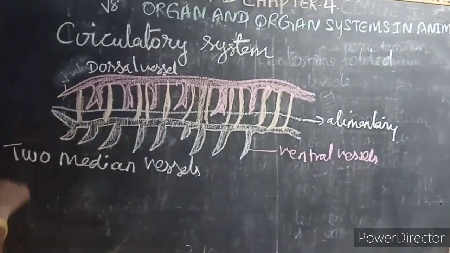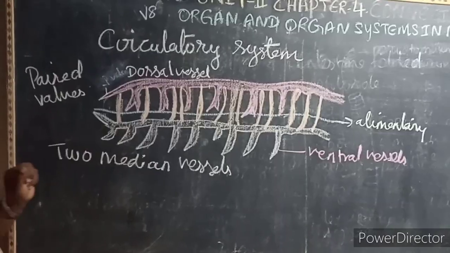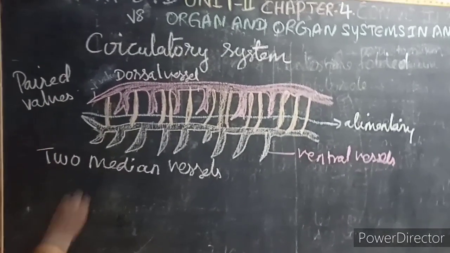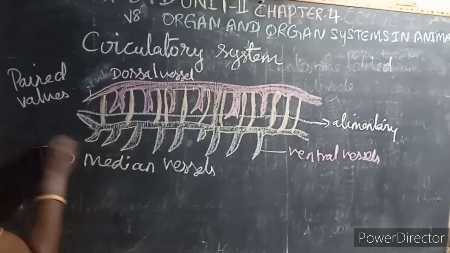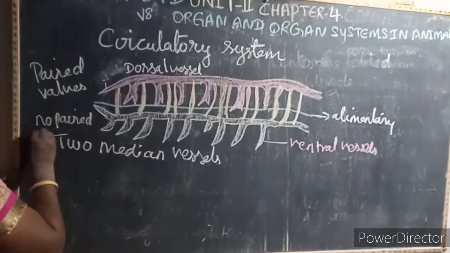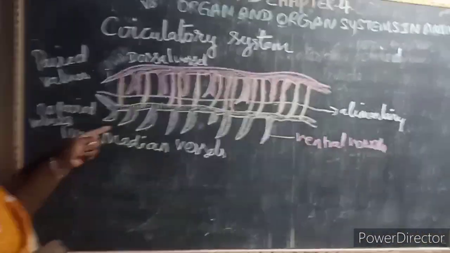In the dorsal vessel, paired valves are present. These paired valves prevent the backward flow of the blood. In the ventral vessel, there are no paired valves present, so it allows the backward flow of the blood.